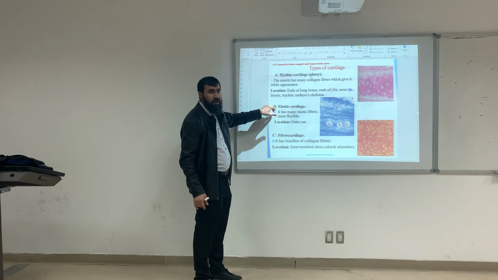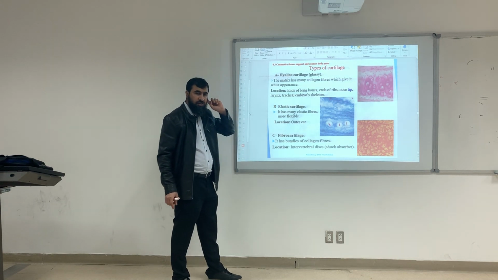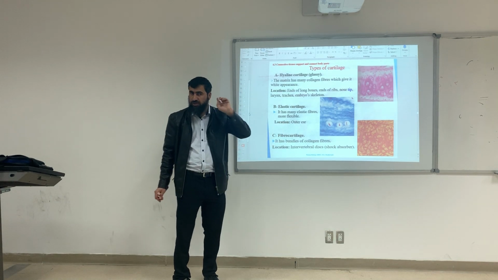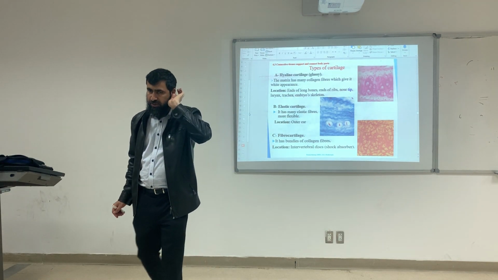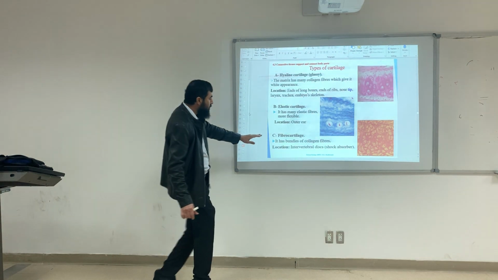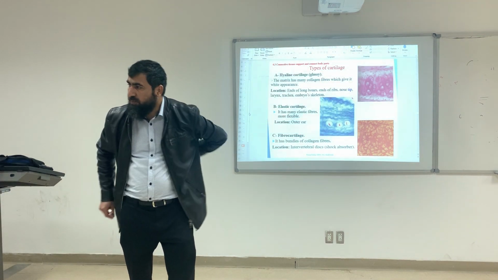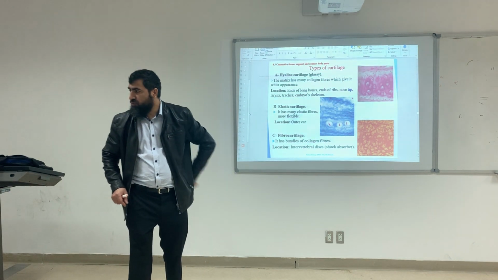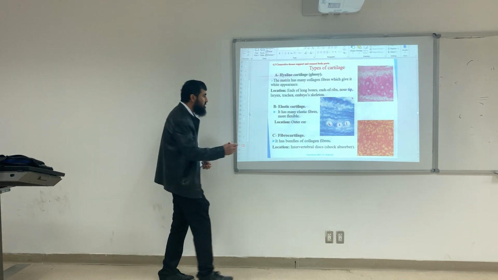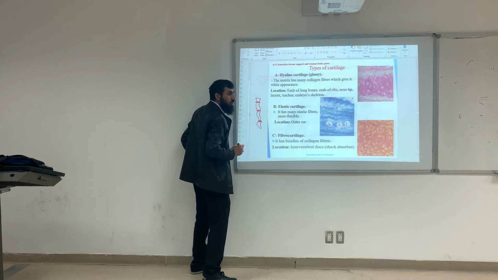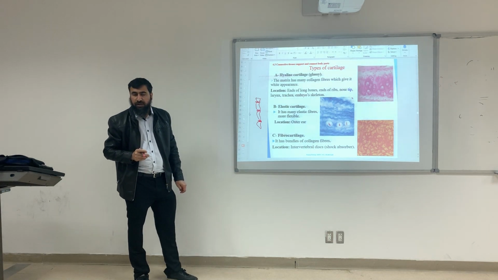Elastic cartilage we find in the outer ears. It has more elastic fibers. So elastic cartilage is found in only one location. And the fibrocartilage also in one location. Where do we find that? Between the vertebrae, in the back. You have your spine, and between them you find this disc. These are made from fibrocartilage.